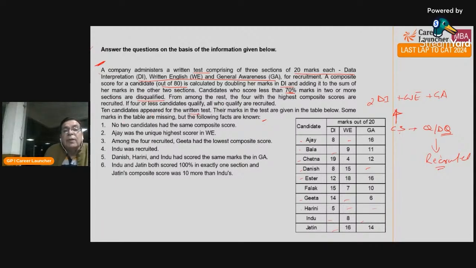10 candidates appeared for the written test. Their marks are in the table given below. Some marks are missing, but the following facts are known. So we have 6 statements. What is good about these statements? These are short statements, so they would be easy to understand. Longish statements can at times be a little confusing.